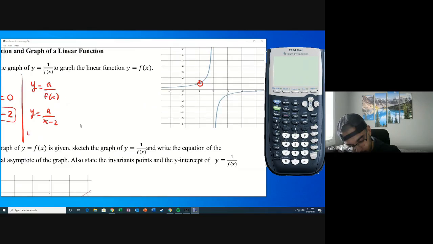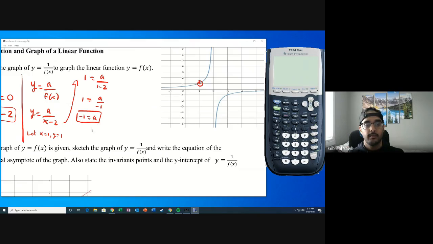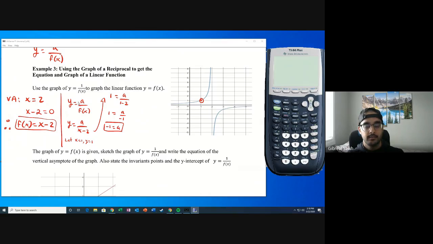So we're going to let x equal 1, y equal 1, and then we're going to solve for a. So 1 equals a, and this will be 1 minus 2. So 1 equals a over negative 1. Now that's interesting. We can see that a is actually equal to negative 1. So by finding that constant, I now am sure that it's negative 1, not actually 1. So even though it's still the reciprocal, the constant could change.